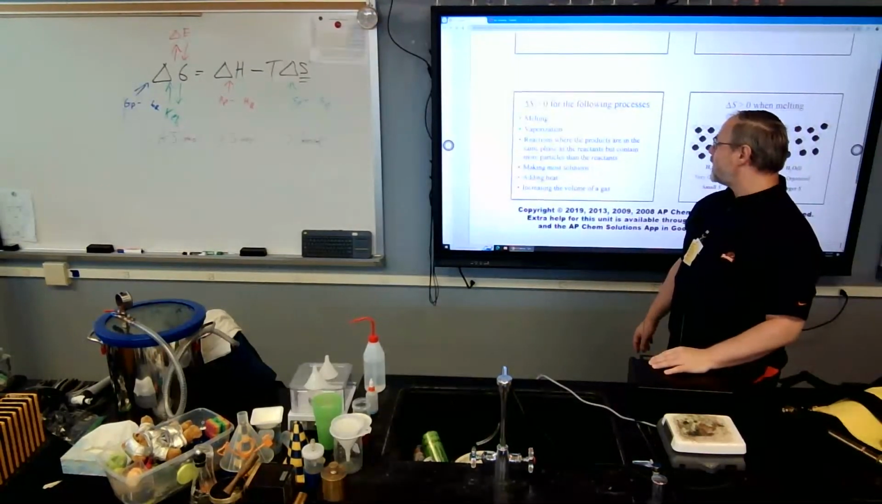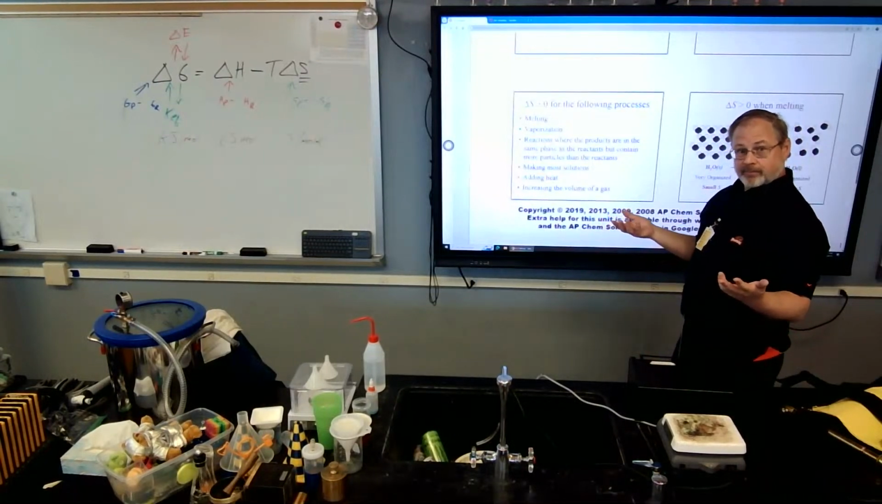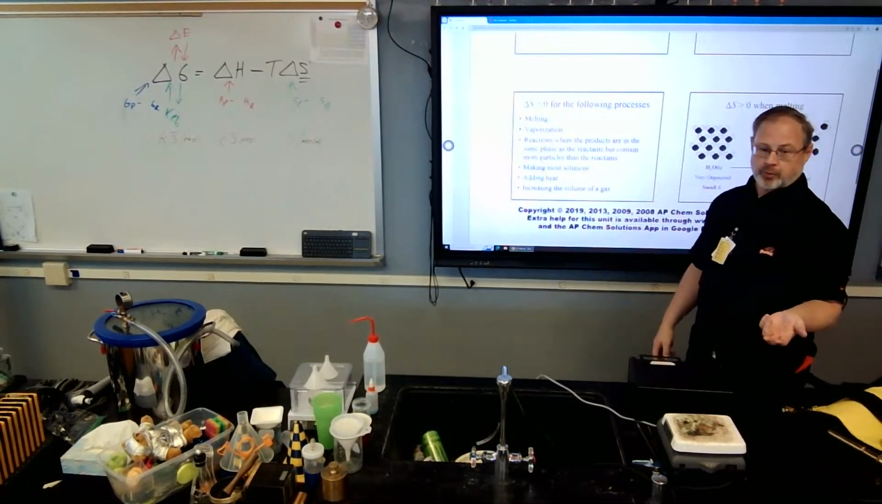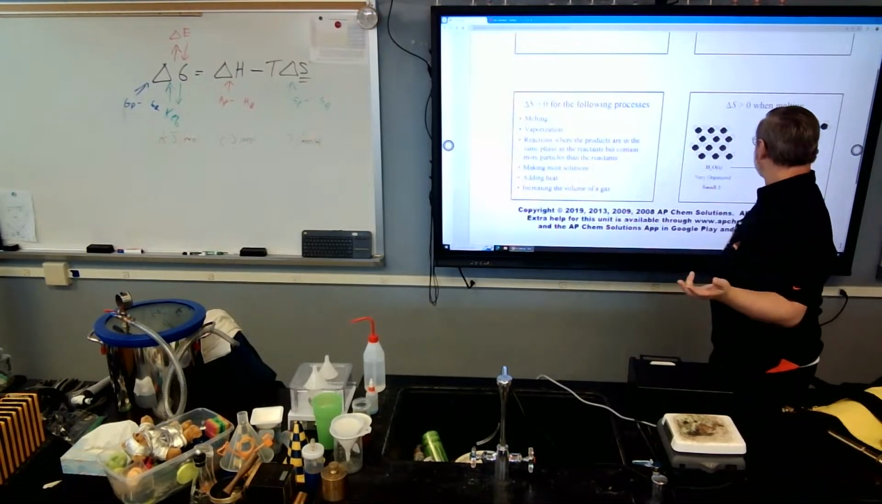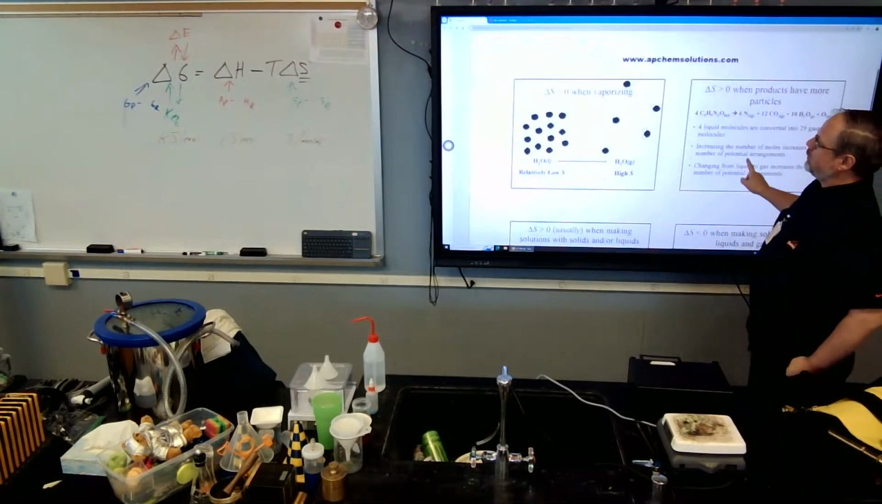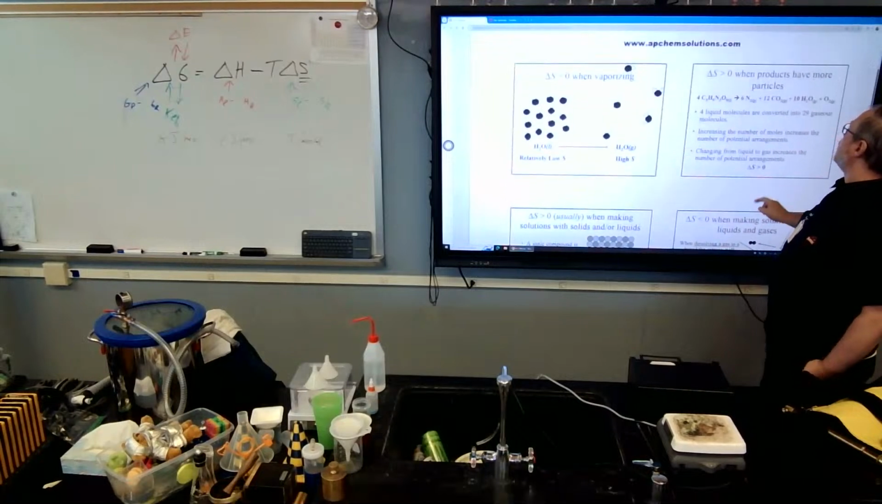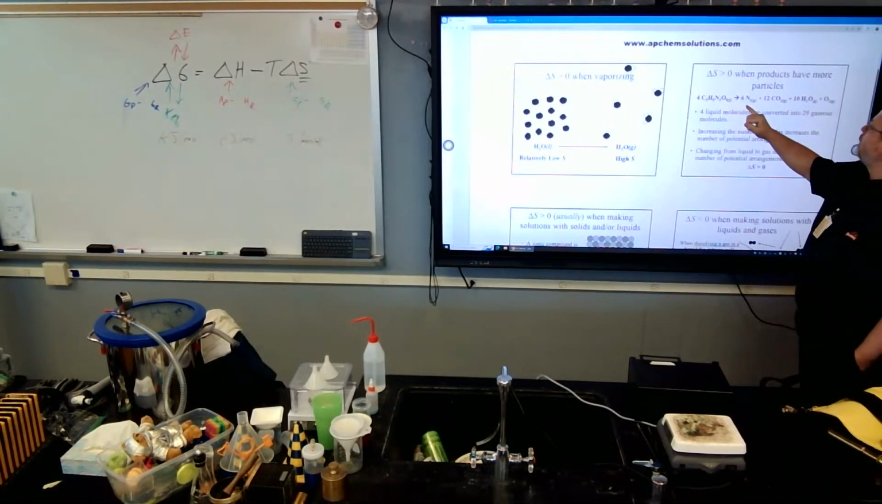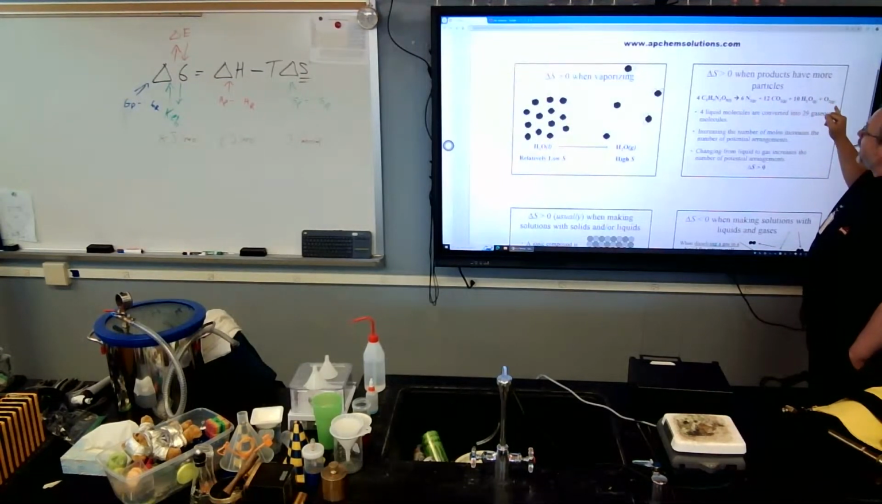And of course, if you increase the volume of a gas, you allow the molecules to move more. That will also increase the entropy. Okay. Are we good? Give me a thumbs up if you're comfortable with what we're talking about so far. All right, so there's all examples. Okay, here's an example where we have 4 liquids go to 28 gases.